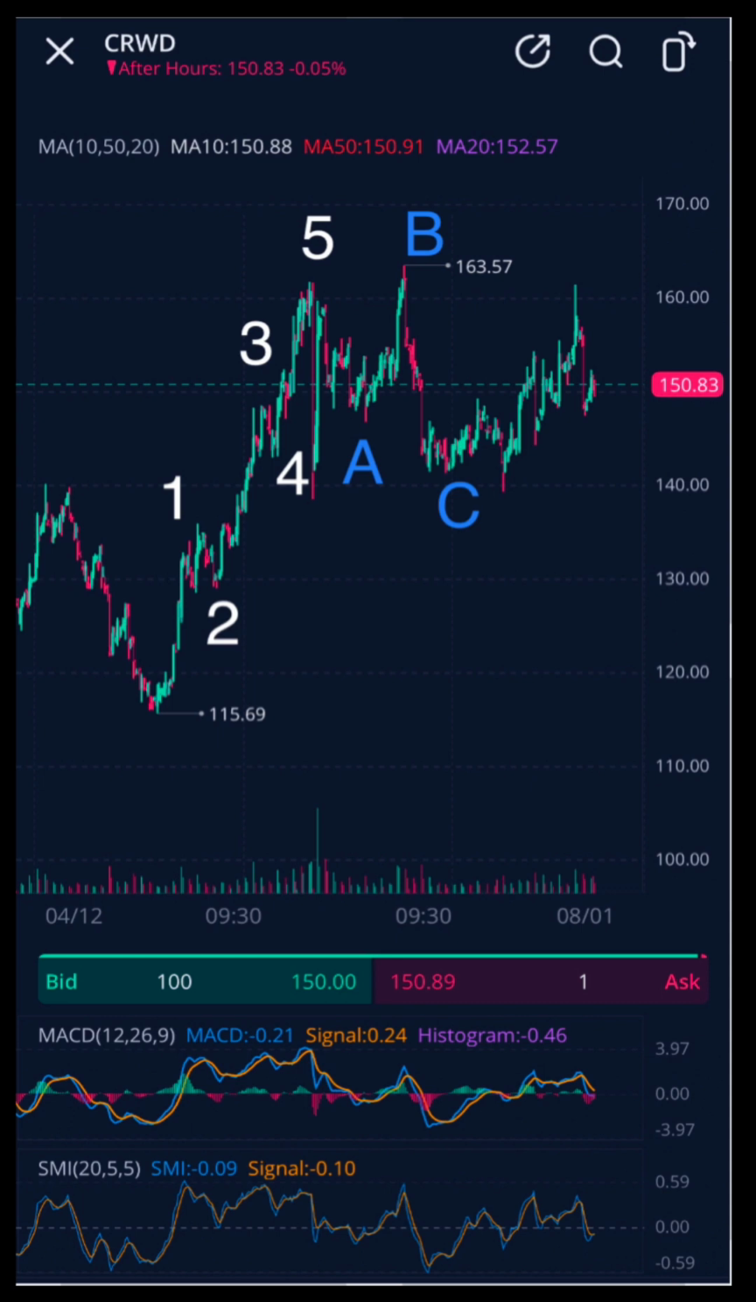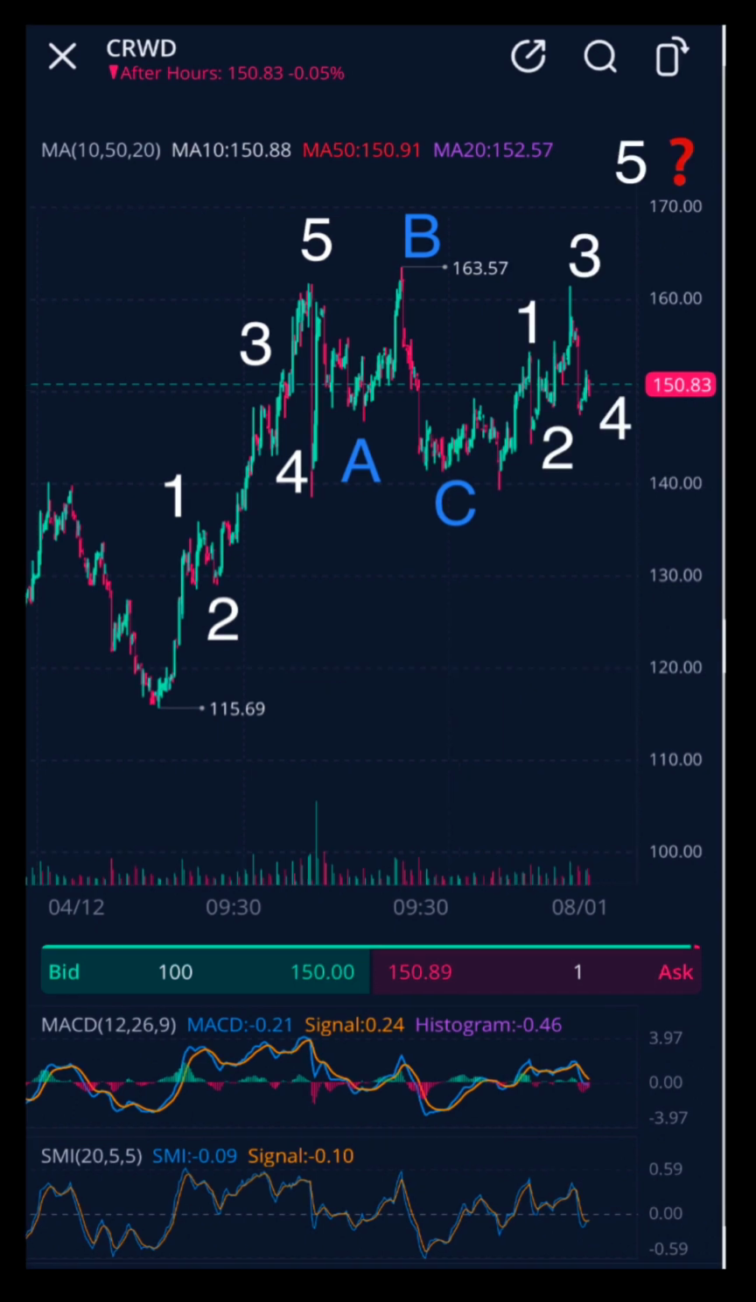Now let's see if we can find the next wave that we're looking for so we can potentially get the next five-wave breakout. And boom, looks like we're in the midst of it right now. We got our 1, we got our 2, we've had our 3, we're kind of in our 4th. And if we can get the breakout of our 4th, then we'd be on to our 5th, pushing us to 165, 170, maybe 175.